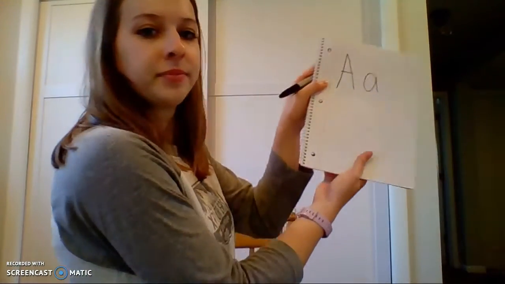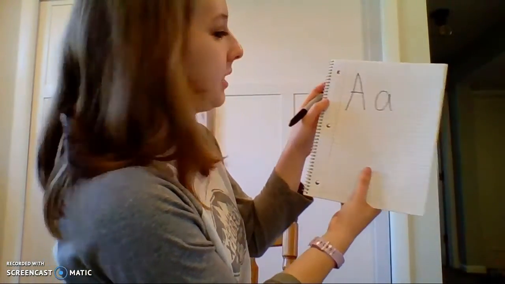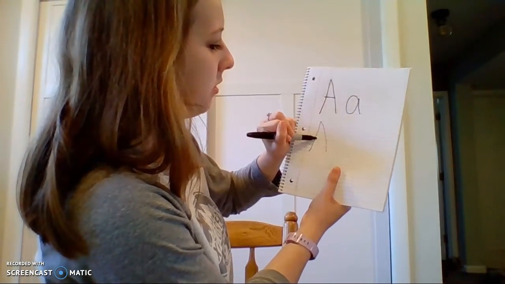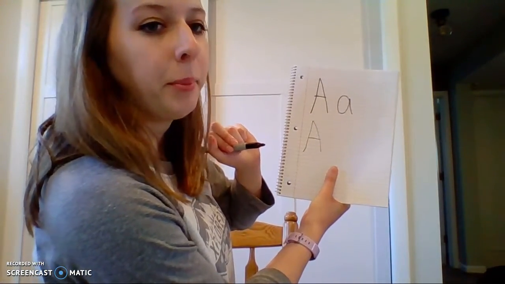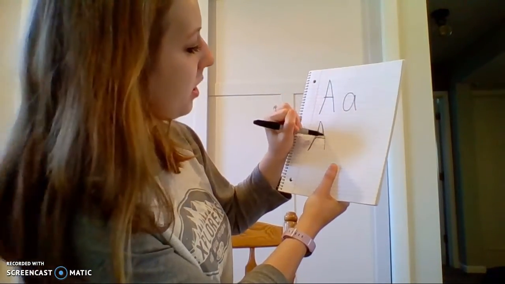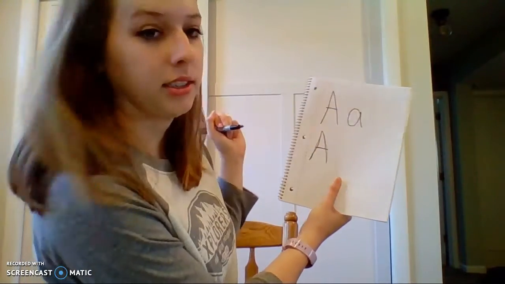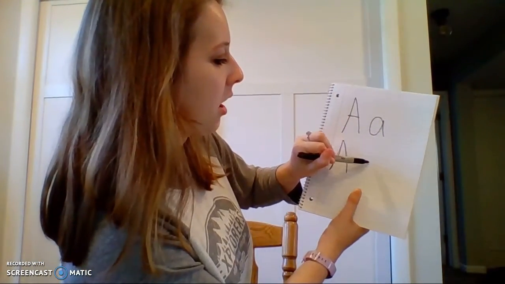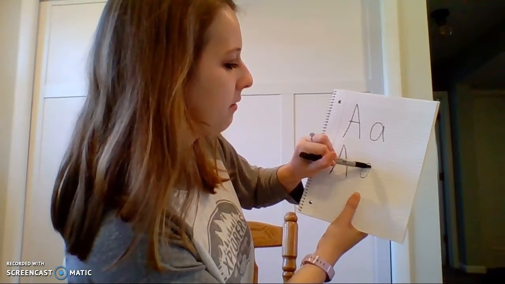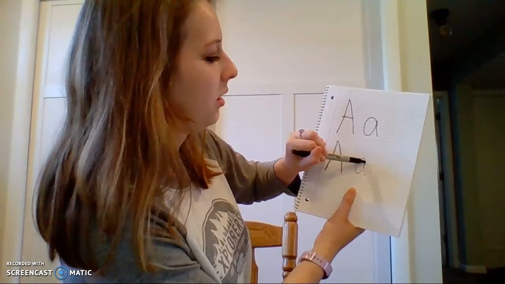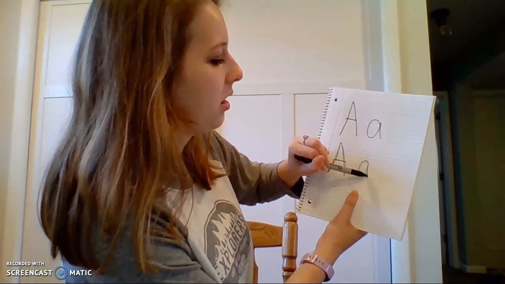I want to practice writing the letter A. I can write an uppercase A with a big line up, big line down, little line across. Let's do that one more time. Big line up, big line down, little line across. Now I can write a lowercase a. A little curve, little line. Let's practice one more time. A little curve, little line.